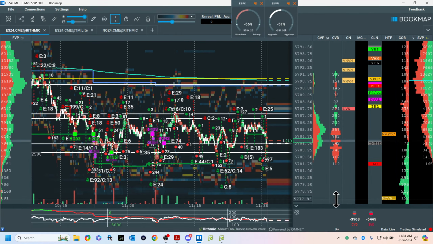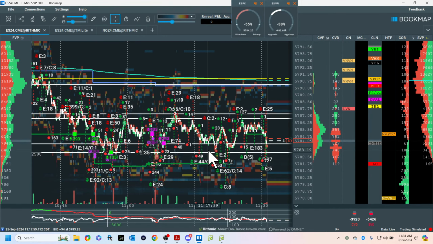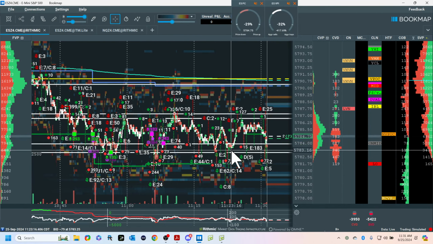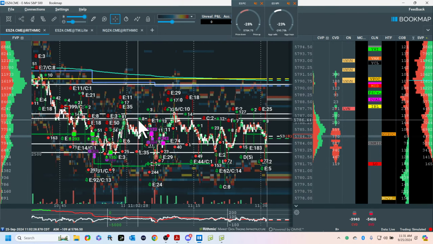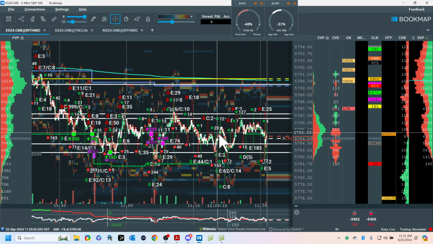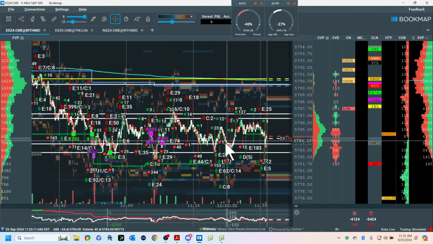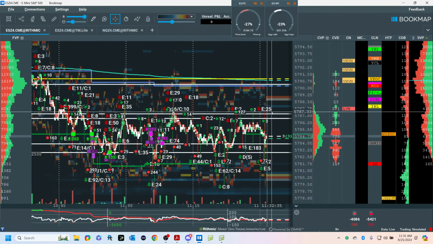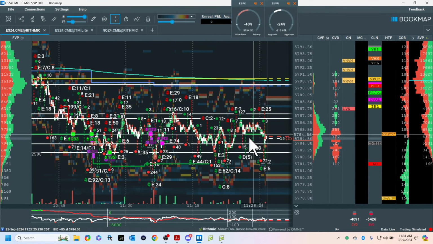So let's watch. We have support here and here. Let's watch it. So you got resistance there, which was the short. The scale was here. This is support. This is support. This is support. This is resistance, resistance. This is the fractals.